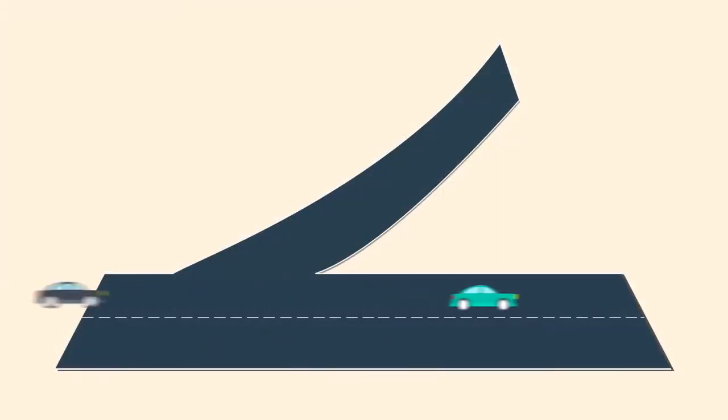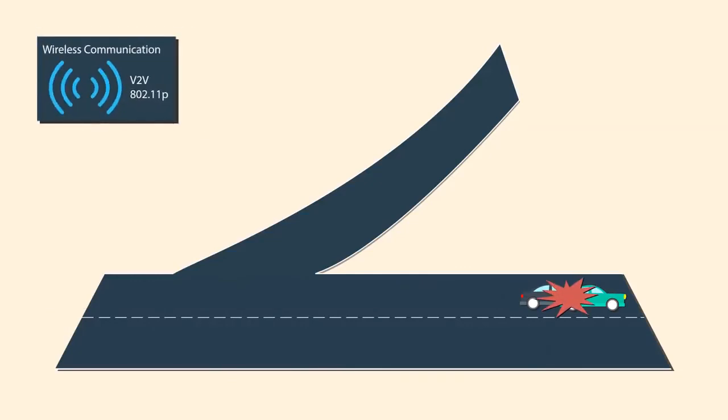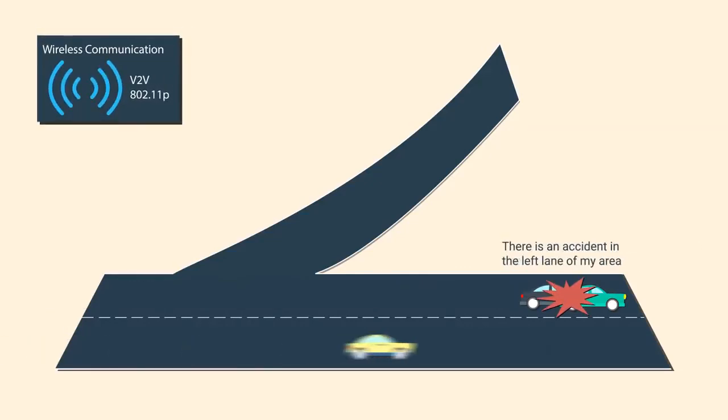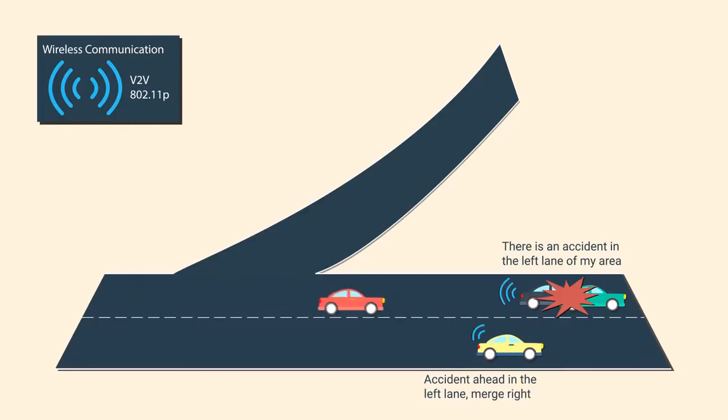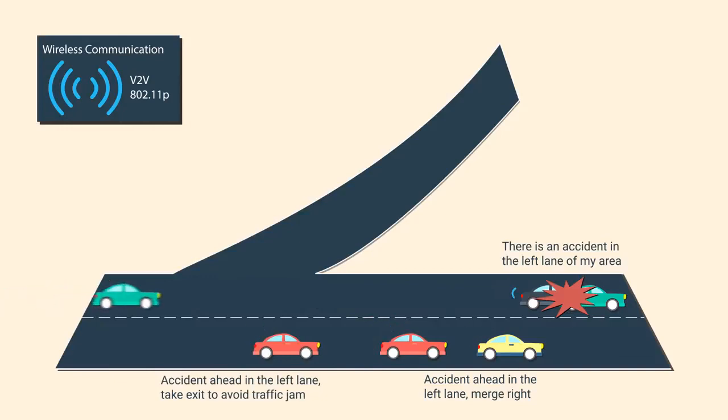Here is a safety-oriented application. When an accident happens, other vehicles receive the warning about the accident, and those vehicles can continuously broadcast the accident warning to the approaching vehicles to warn them in advance, which you can see here.